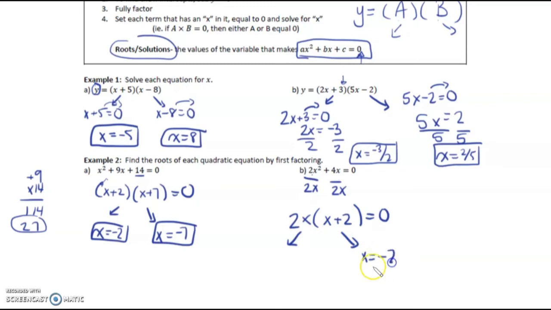X equals -2. Okay, but we haven't seen 2x equals 0 yet. A lot of individuals put 2, but that's wrong, because when we take the factor 2x and we equate it to 0, even if we divide out the 2, we get x equals 0, because 0 divided by 2 equals 0.